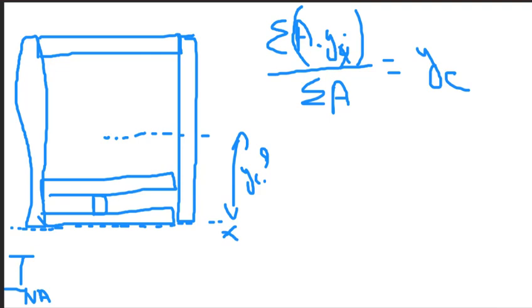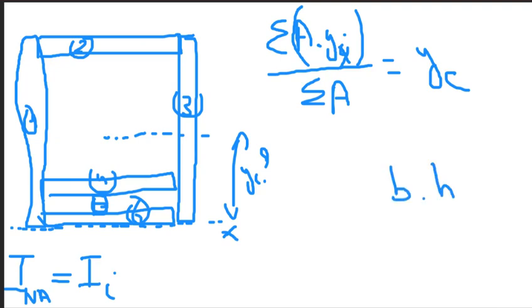How do you find I around the neutral axis? You need to find first the I of every segment individually. So of segment 1, segment 2, segment 3, segment 4, 5, and 6. You have to calculate its I. Do not forget, it's its base multiplied by the height to the third divided by 12. The height is in that direction.